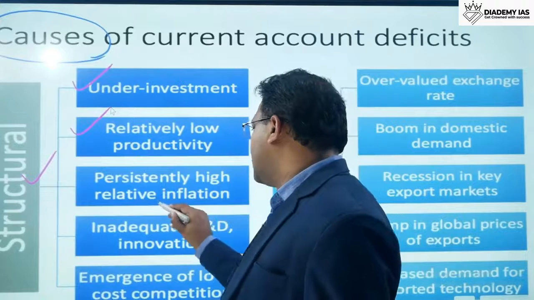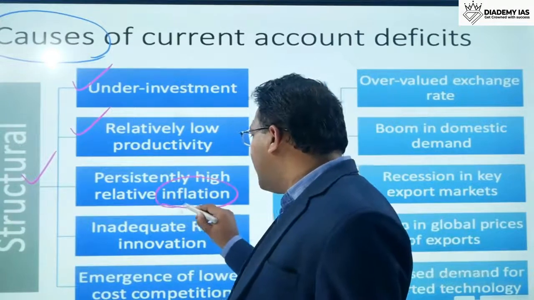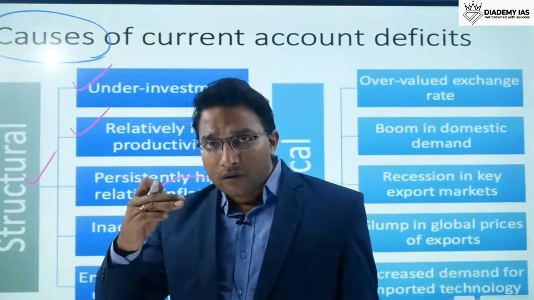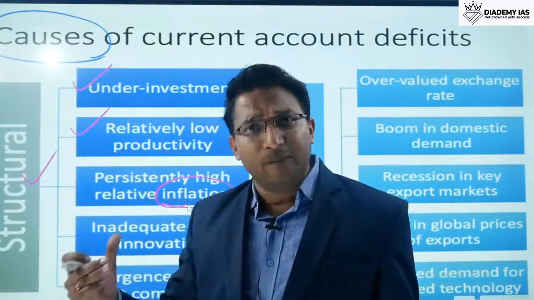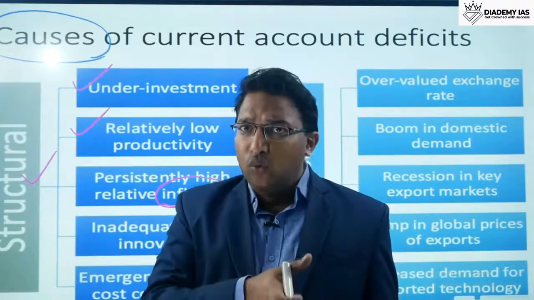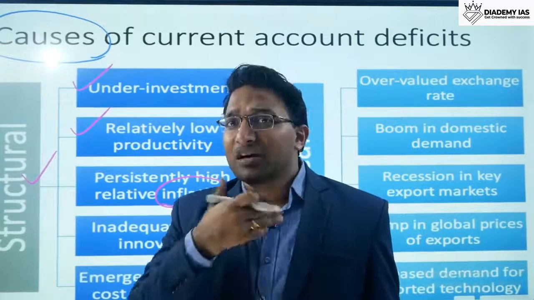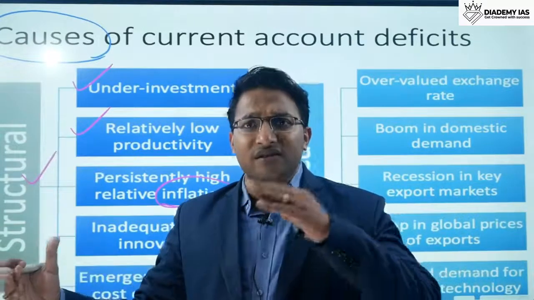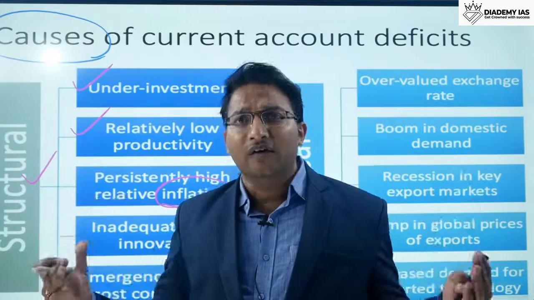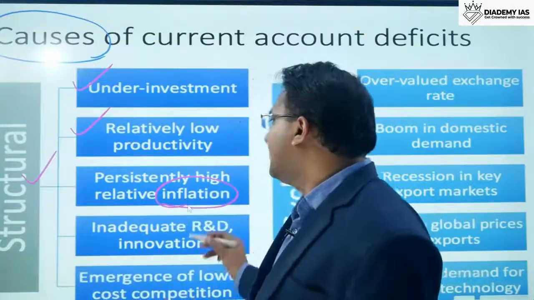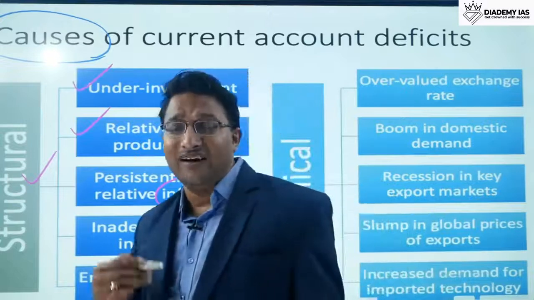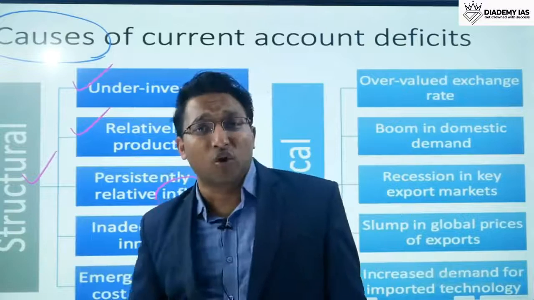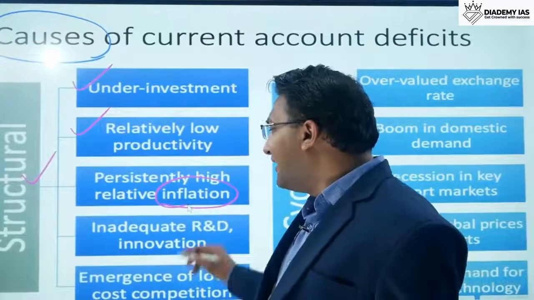Persistently high relative inflation. We have been facing this inflation problem for a long time because of the supply side constraint. Our agricultural infrastructure is very, very poor. Rural roads, rural godowns, rural markets, agricultural markets, storage system, distribution system, processing, everything is very, very weak. Because of that, there is high inflation of raw material. When there is high inflation of the raw material, it increases the cost of production. When there is an increase in the cost of production, it leads to a general rise in the price, which is nothing but inflation.